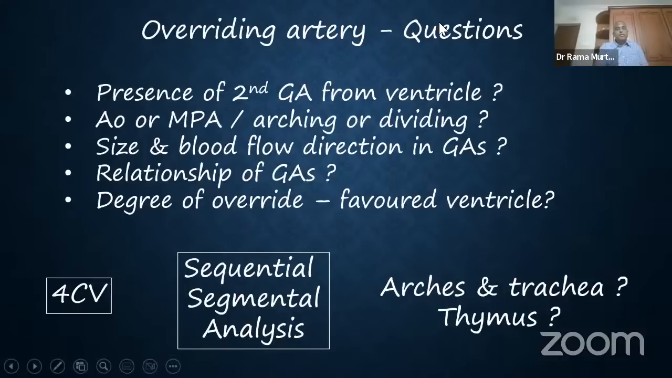So these are the questions which will enable you to answer what is happening in the conotruncal area, the outflow tracts. But we also should remember that we need to do the sequential segmental analysis, which means we need to go from all the planes starting from the upper abdomen. We need to look at the arches. We need to look at the trachea. We need to pay attention to the thymus to get at the whole diagnosis. These 5 questions help us to solve the conundrum or the problem or the puzzle which the overriding artery has put in front of us.